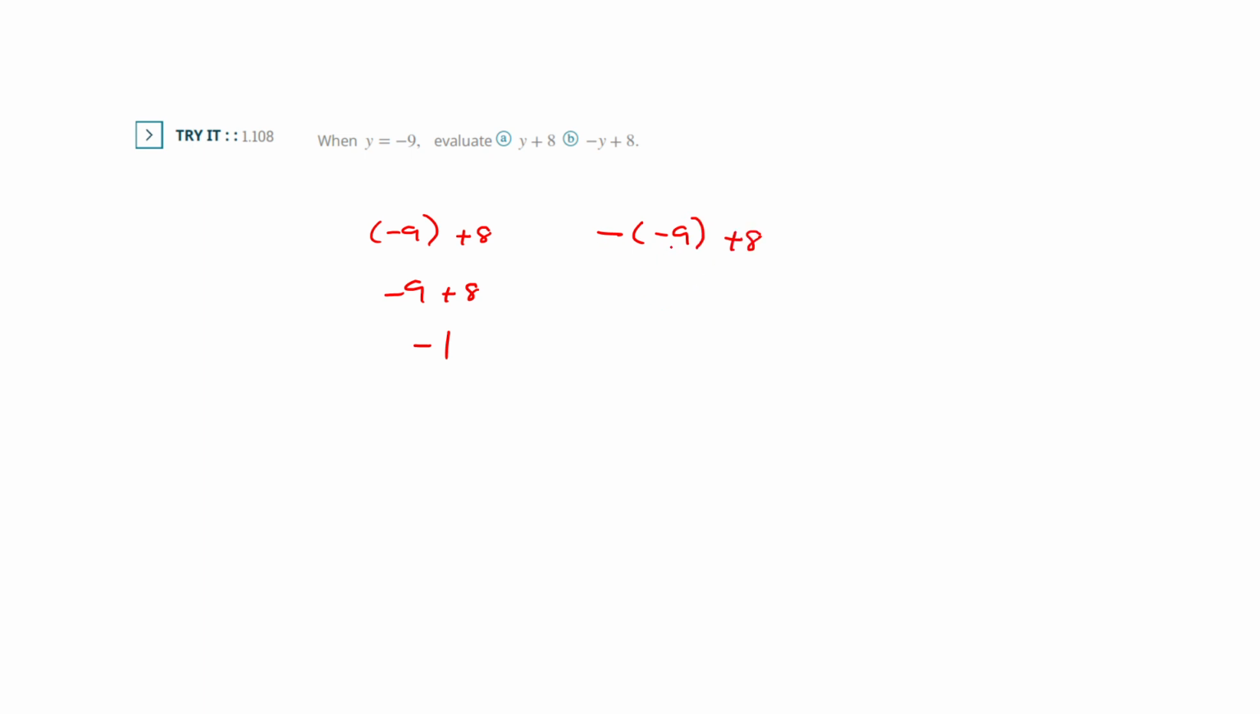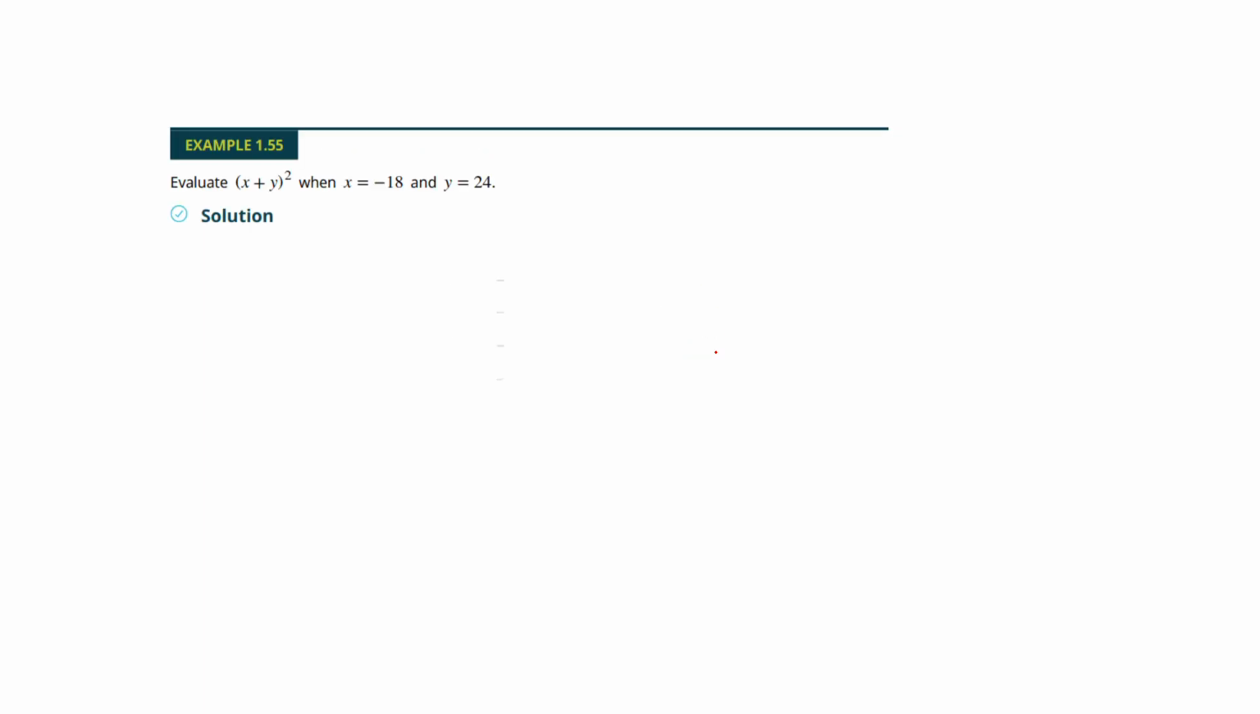The opposite of negative 9 is 9, or two negatives in a row make a positive. Same thing. Okay, we've got a more complicated evaluation here, but we're just going to sub in two numbers. Now, they're not showing their parentheses, but I think you should. But there's no work to be done. Let me just show you.